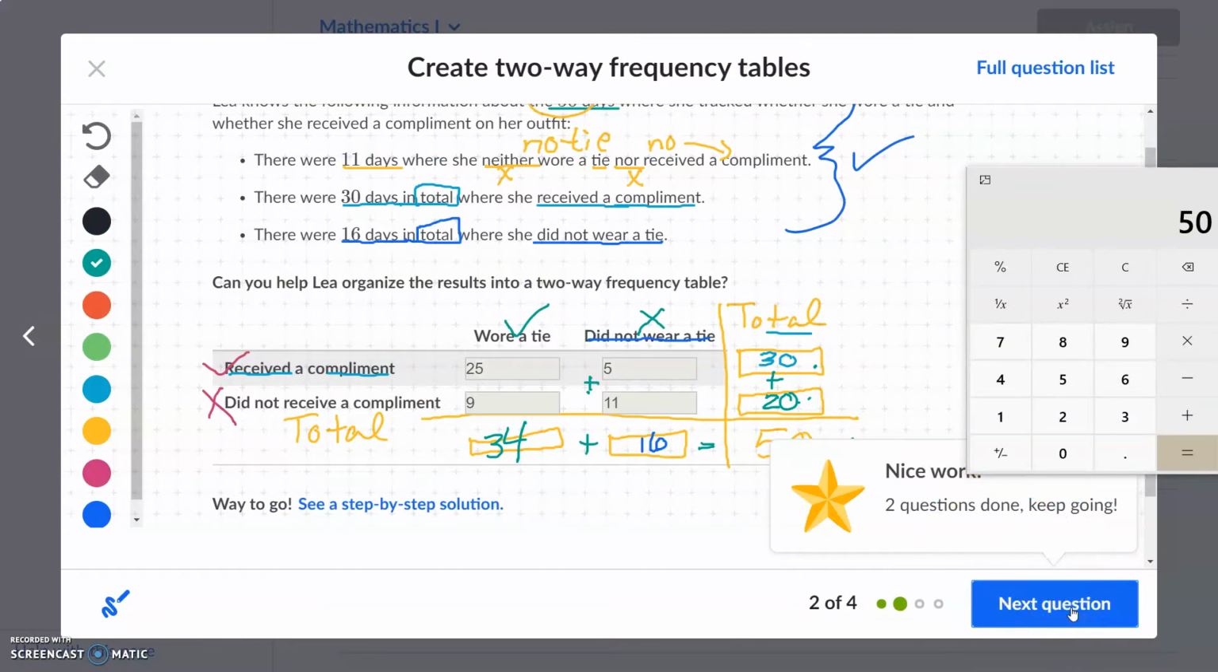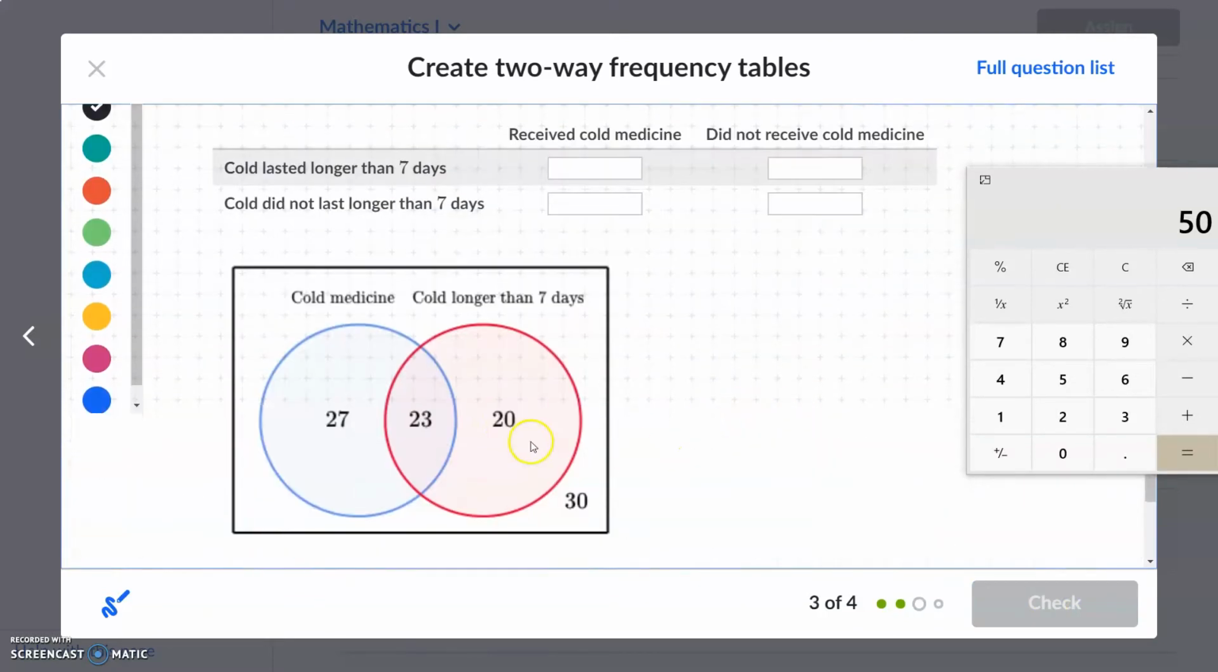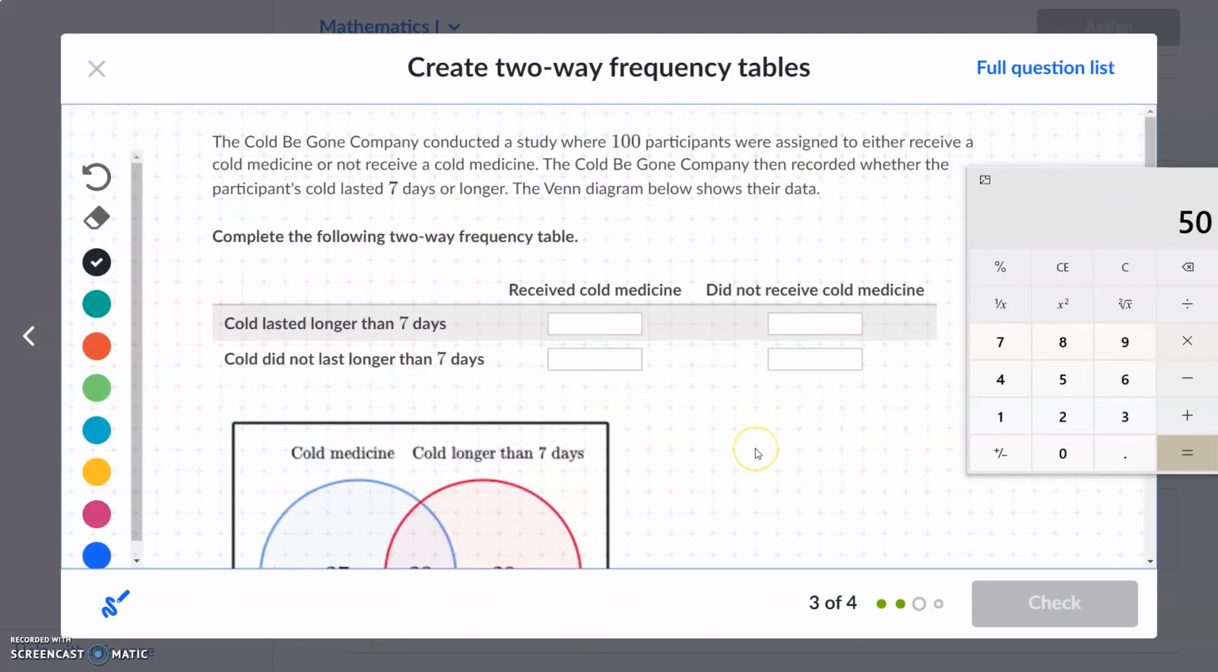So those are the two types of problems. I'm guessing the next problem is going to be just like one of the ones we already did. Yeah, it's this guy right here. Okay, so try the problems yourself.